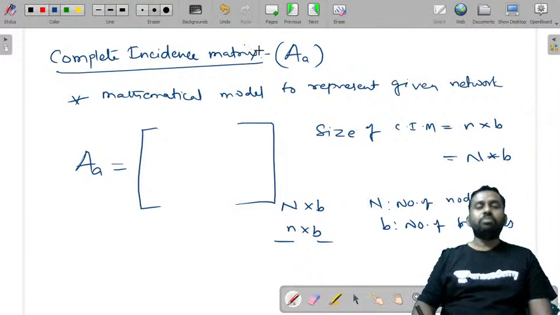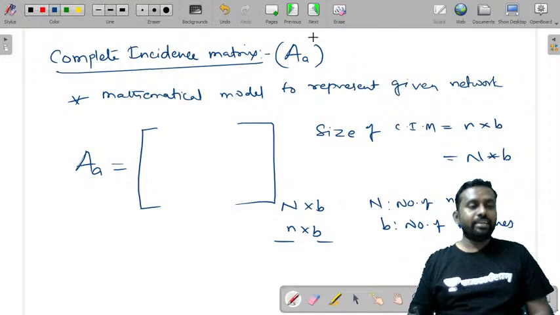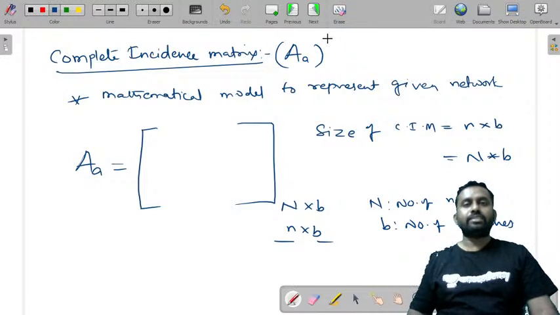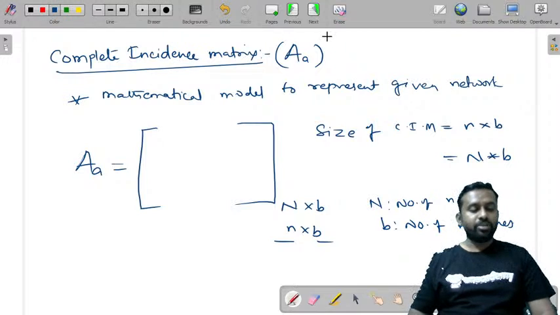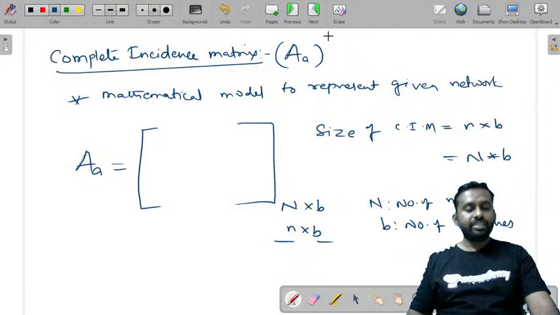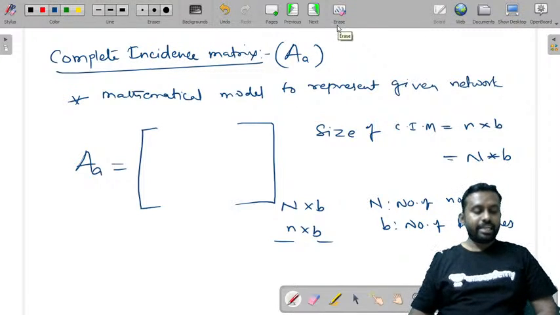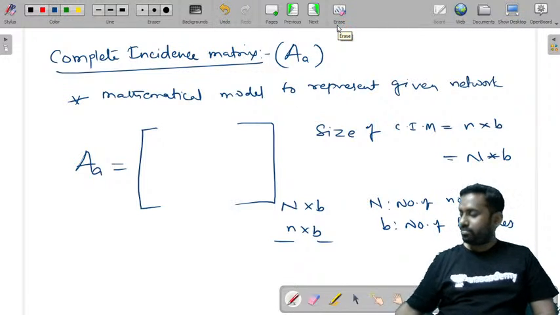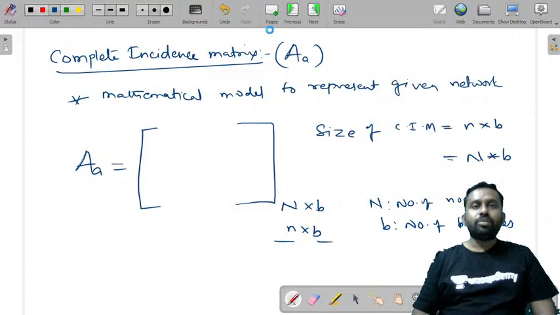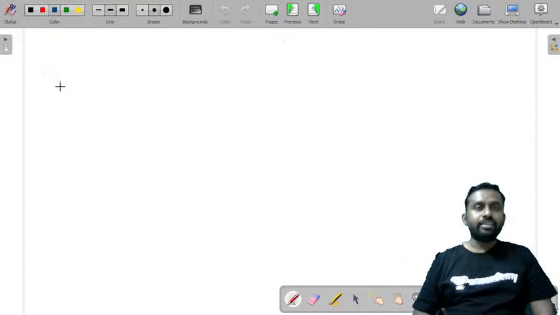Now let us take one problem and try to solve how we get the incidence matrix. And from that information, I will tell you what the reduced incidence matrix is. So let us take one problem, the same problem that we have taken in the earlier case.